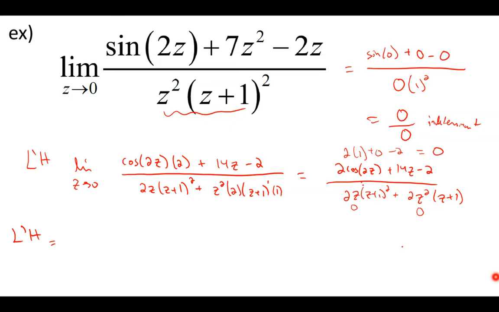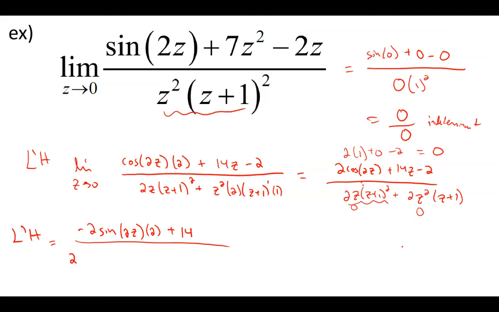So on the top, we're going to have 2 derivative of cosine is minus sine. So minus 2 sine of 2z times 2 plus 14. I think that will end up being good for us. Over, now the first one we got to do a, looks like we have to do a product rule here.